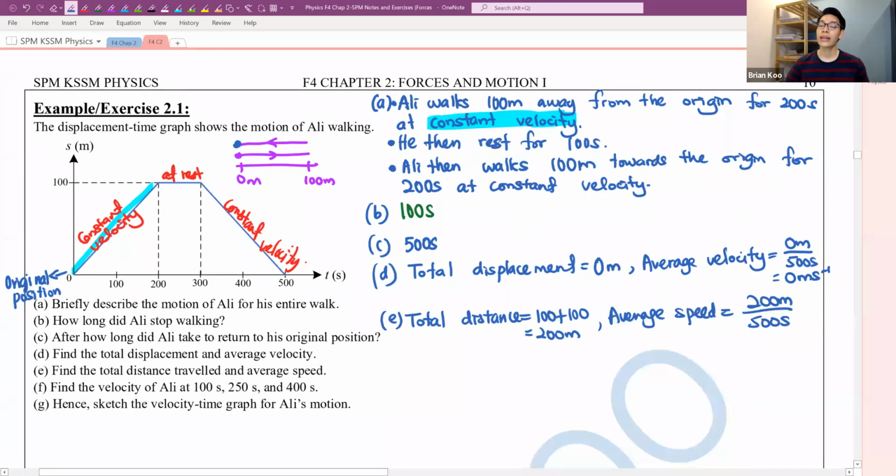Okay, I know that Ali stopped for a while here, right? So some students may ask, like, do we have to minus off that 100? Don't have to, because we are referring to the entire journey. So including whether he stopped or do whatever in between, we want to know for the entire journey. Okay, so the average speed usually is for the whole journey. So just 500 seconds, and that would be 0.4 meter per second.